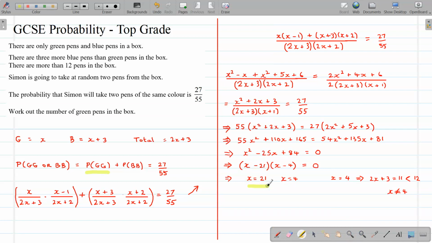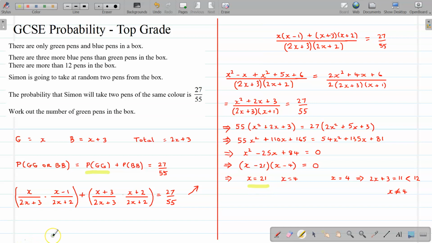So the number of green pens, x, is 21. The number of blue pens is 21 plus 3, 24. And therefore, the total number of pens is 2 times 21, 42, plus 3, 45. And you could do the whole problem again if you wanted to check that it worked. But we've answered the question. We found x, which is the number of green pens.